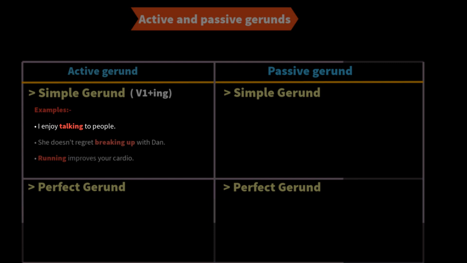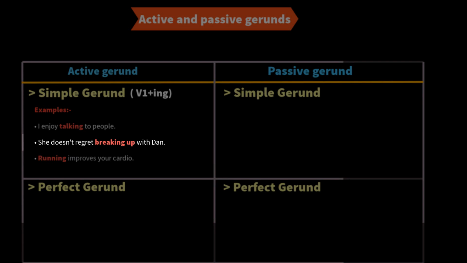I enjoy talking to people. I enjoy what? Talking to people. So talking is our gerund here, an active form of a simple gerund. It simply means I enjoy whenever I talk to people. So this talking is directly done by the subject, I.